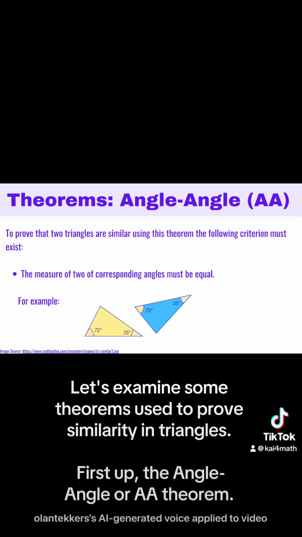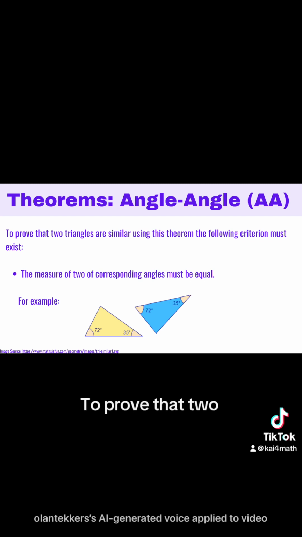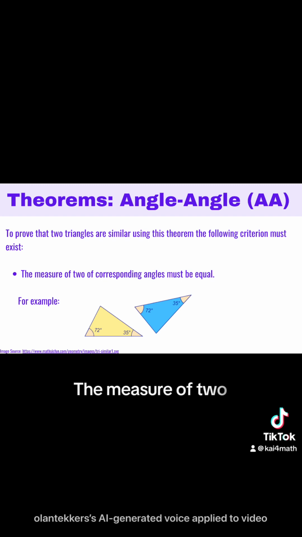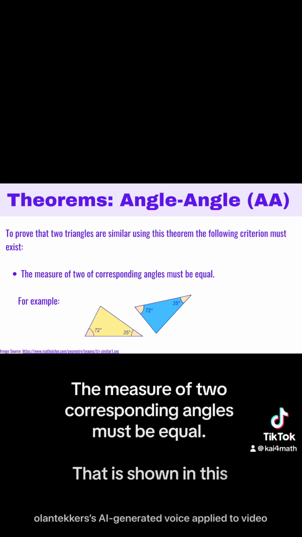First up, the angle-angle, or AA theorem. To prove that two triangles are similar using this theorem, the following criterion must exist. The measure of two corresponding angles must be equal. That is shown in this image.